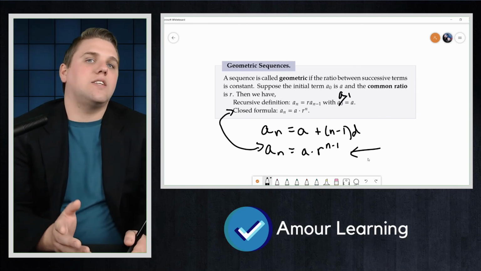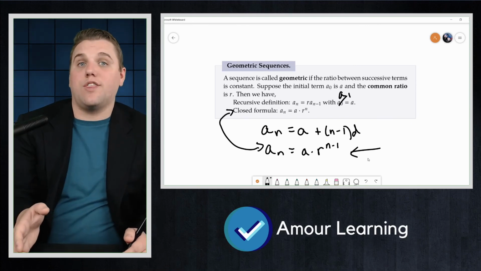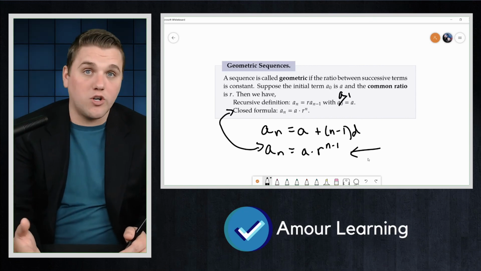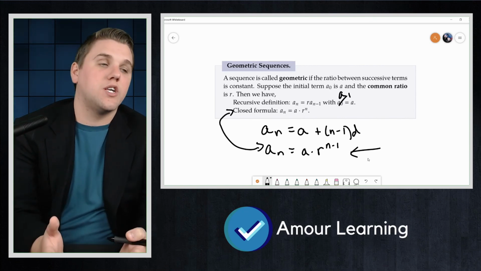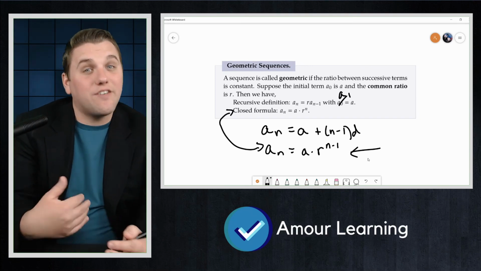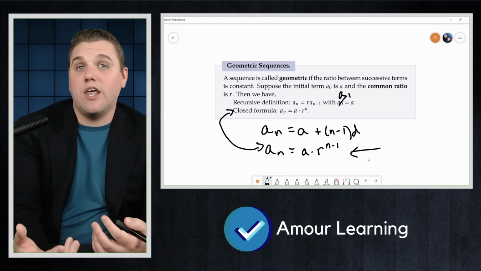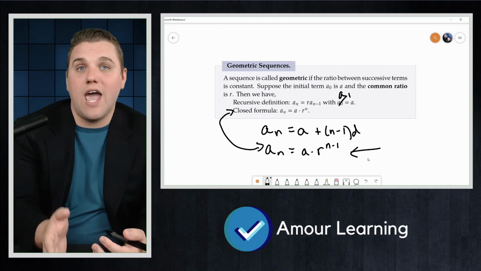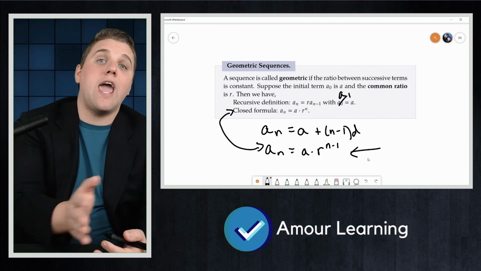Again, they're both correct. Just be careful if you're working with another discrete math course while you're taking this course, and keep in mind that your formula might differ from mine depending on whether you use A_0 as your initial term or A_1 as your initial term.